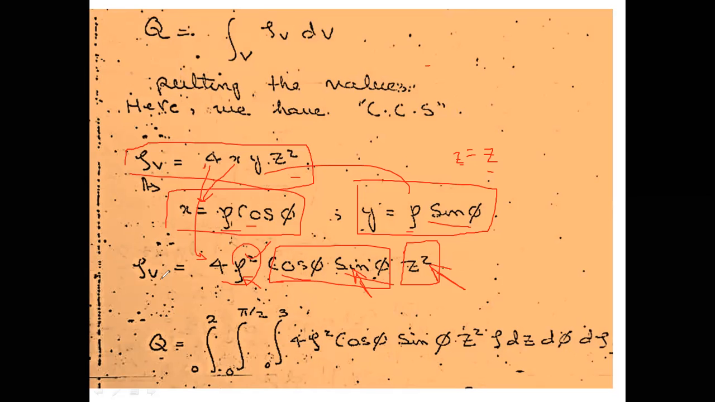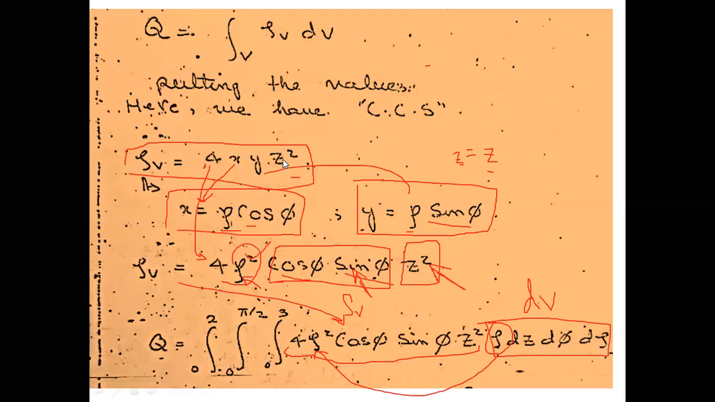Okay, but first we have to replace this. This is the dv for the cylindrical coordinate system, and this is the value of rho v from here. It is understood that for the cylindrical system, the differential volume is rho dz d phi d rho. So now this rho will be merged with this rho, and we will have rho cube. Okay, so move on to the next slide.